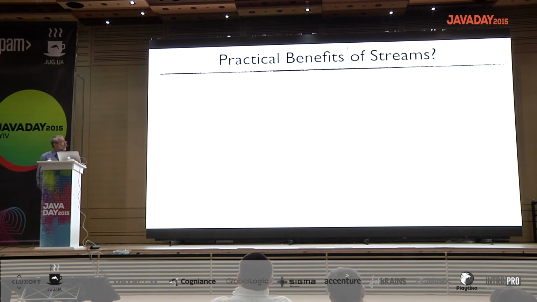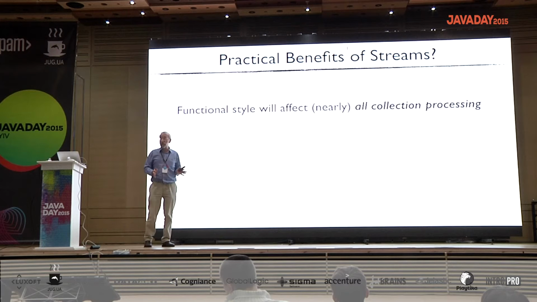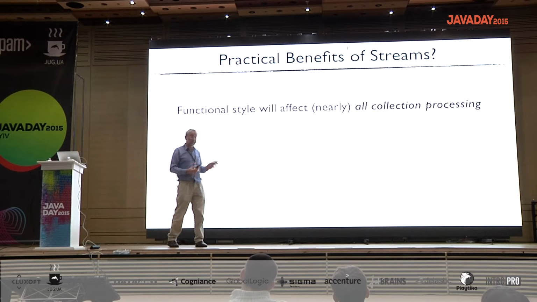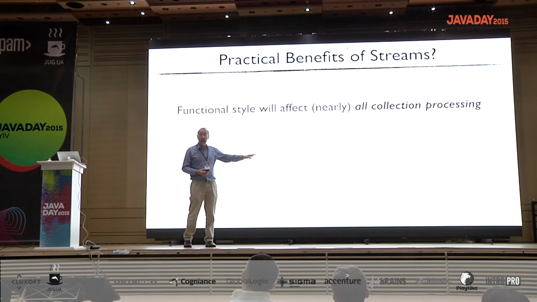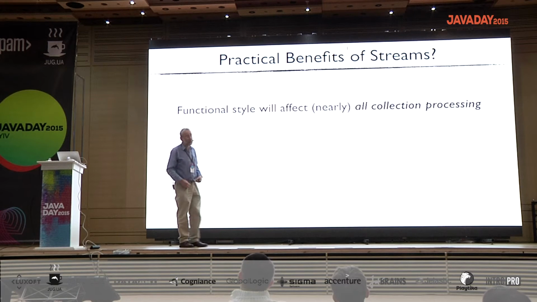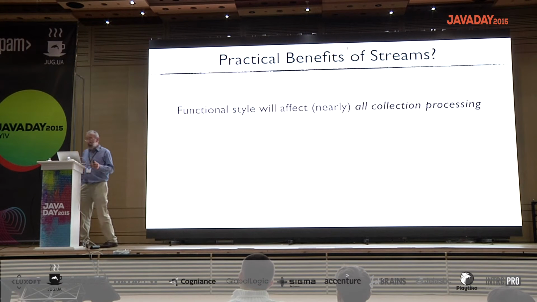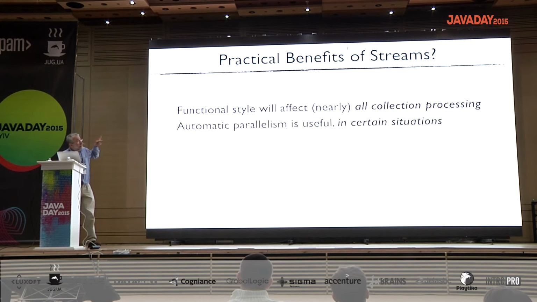So the practical benefits of streams are that the functional style that I've shown there will affect virtually all collection processing. So we're going to stop writing code like we saw on the left-hand side, pretty much, and instead we're almost always, not always, but nearly always, going to write code like we saw on the right-hand side. So that's going to be a big change for Java programmers. It's a difference in style, which is going to affect almost everything that we do. And so that's going to affect nearly all collection processing.